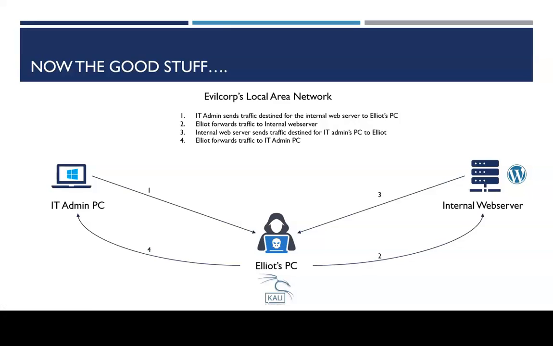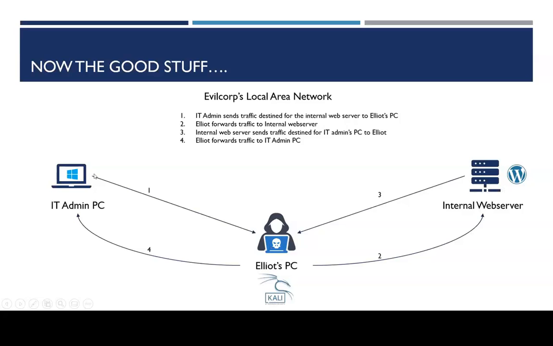And now he's just trying to pivot from one machine to the other and probably trying to find juicy information to exfiltrate and then go sell on the dark web and make money. So now, once he has successfully poisoned the ARP cache of all of these devices, step 1 is that when the IT admin sends traffic destined to the web server, say a login attempt, it first goes through Elliot's laptop. And then from Elliot's laptop, he sets up port forwarding to the web server.